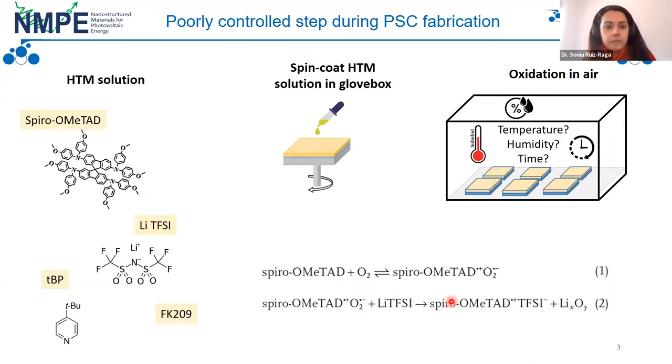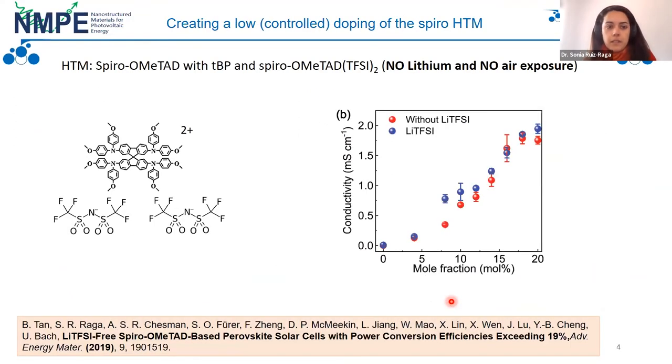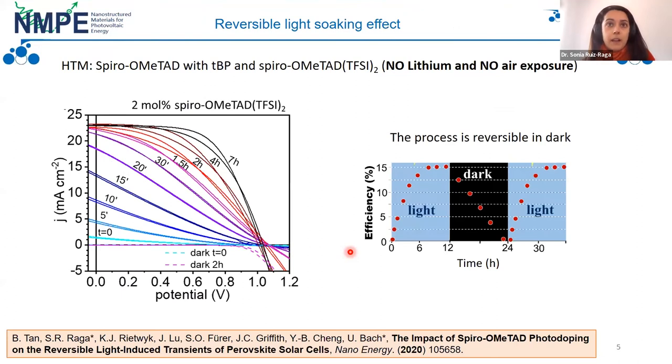degradation. So for this study, what we did was avoid the use of additives that need air exposure. We synthesized the spiro-TFSI molecule, which readily gives you oxidized spiro in the HTM. And with that, by controlling the mole fraction of this component, you can control the conductivity of the film. This is our starting point. With that, we can precisely give the spiro a very low doping.